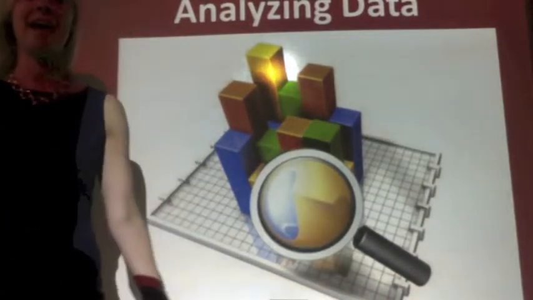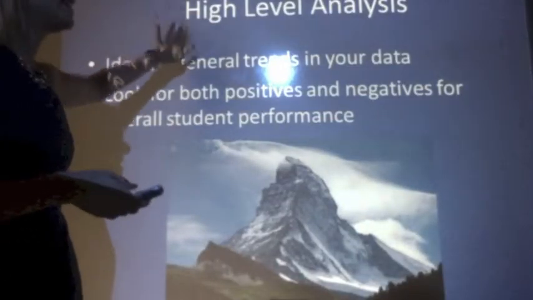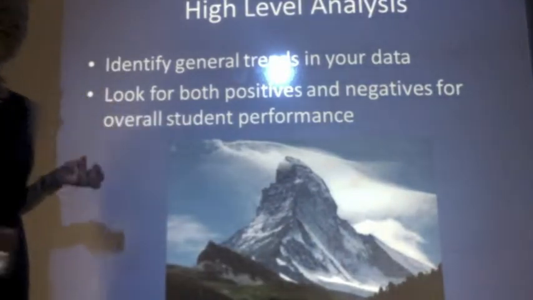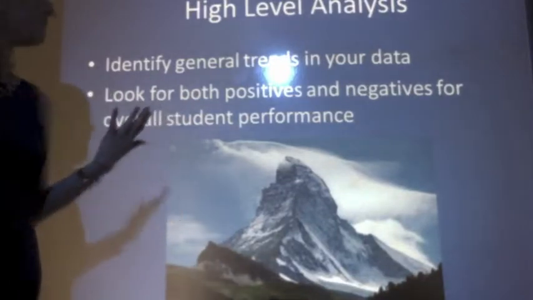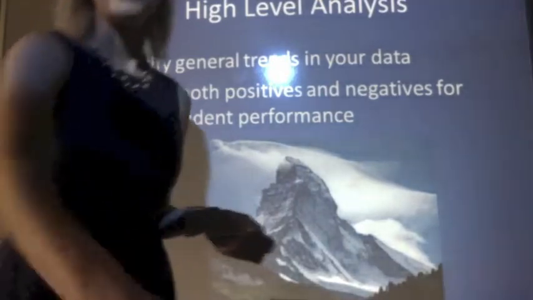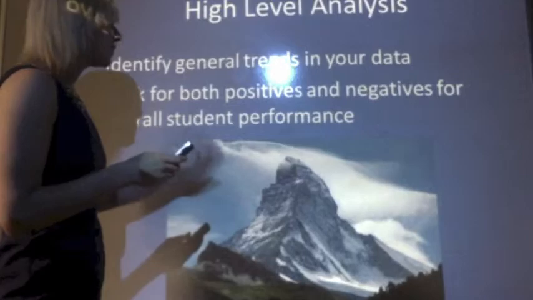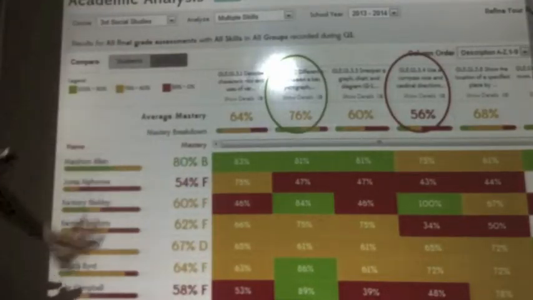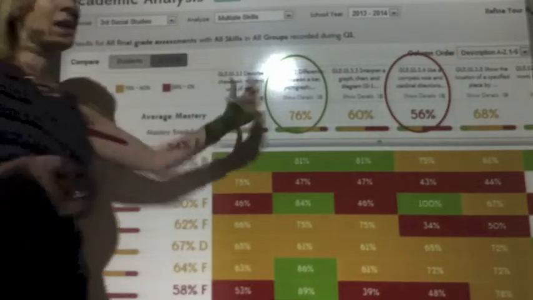So first, we're going to go into analyzing some data. We start with a high level of data analysis because we do want to look at overall trends, but that's not what our focus is going to be. First, you're going to analyze the overall general trends of your data. You're going to look for both positives and negatives in student performance. We're looking at everything that's happening. So we first start with our big level of data, and we look at both positives and negatives.